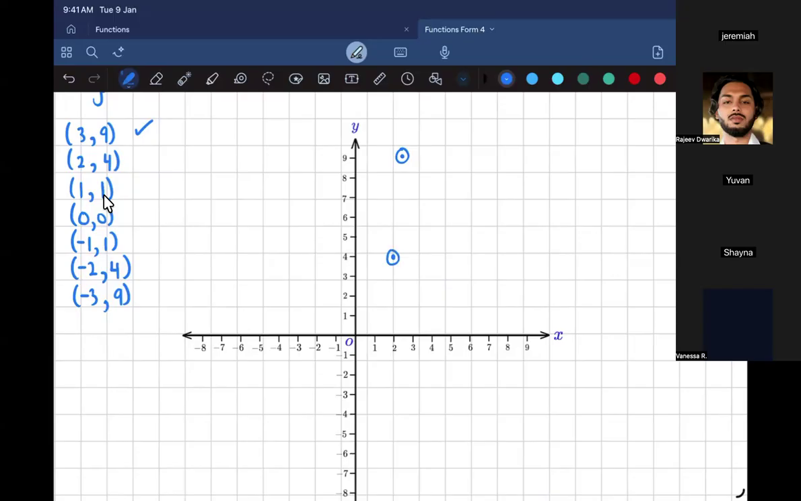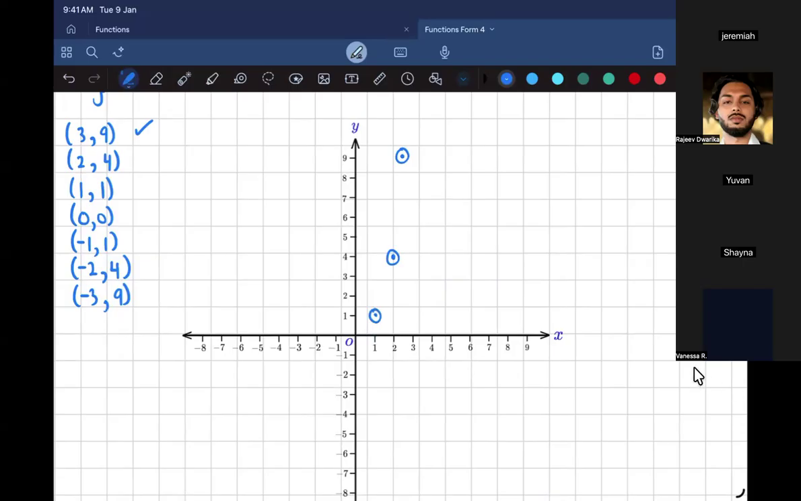Okay, what's next? Tell me, Vanessa. What's next? You're going to go 1 space to the right and then 1 space up. Right? 1 space to the right and 1 space up, right here.